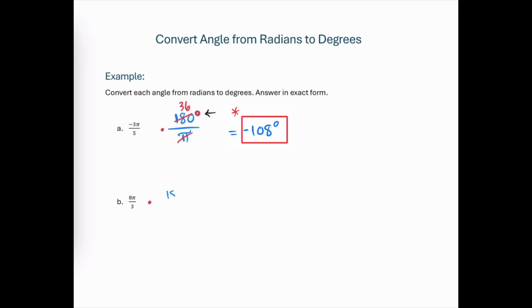Again, here we're going to use the same multiplier, 180 degrees divided by pi radians. You can think about that as wanting the radians to cancel out so that we can have the units of degrees that remains in the numerator. So now let's multiply, and we see that the pi's cancel, and then 3 goes into 180 60 times, and now let's multiply across. So we have 8 times 60, which is 480, and the units that remain are degrees. So the angle 8 pi over 3 measured in radians converts to 480 degrees.